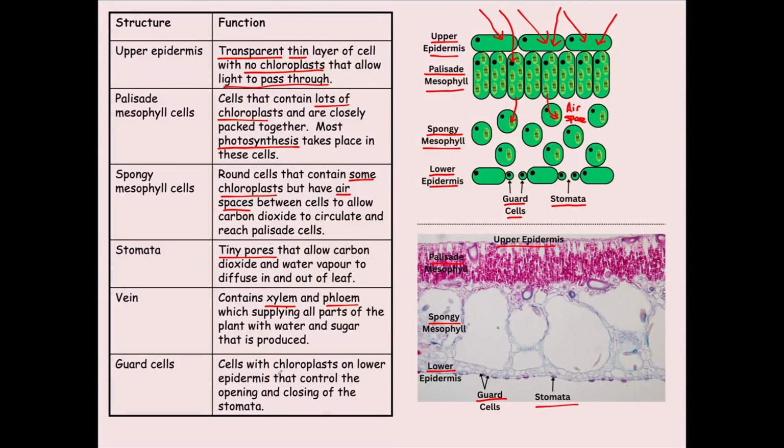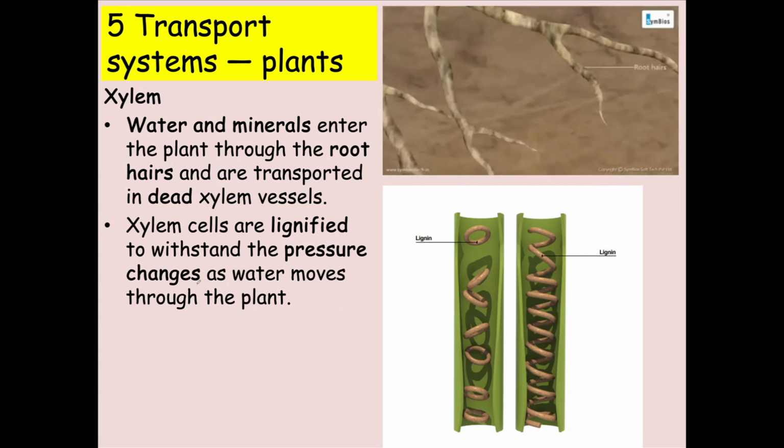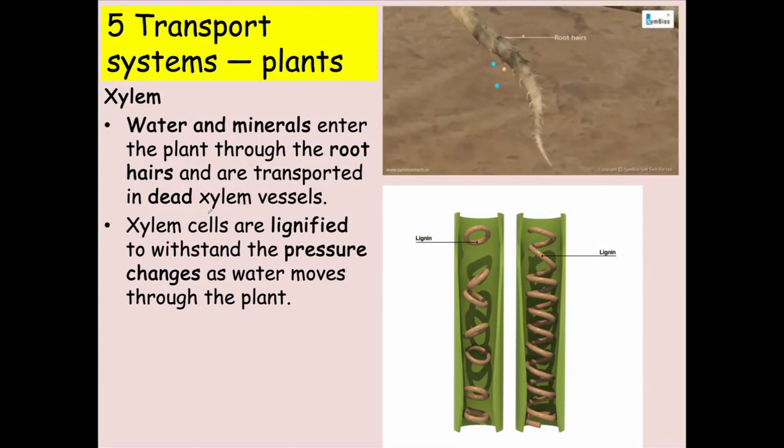And then lastly, we've got our guard cells. Those are the cells that have chloroplasts, and they are found in the lower epidermis, and they control the opening and closing of the stomata. They control the opening and closing of the stomata, and you need to remember that for your exam. So we said we're going to talk about the xylem and phloem, and we're going to do that right now.